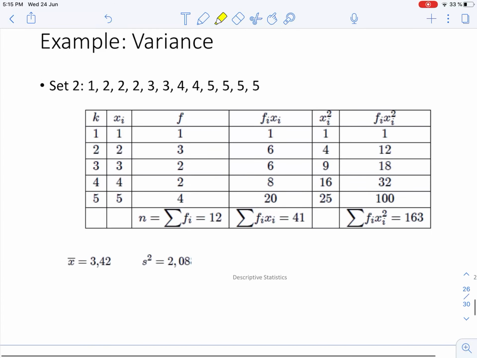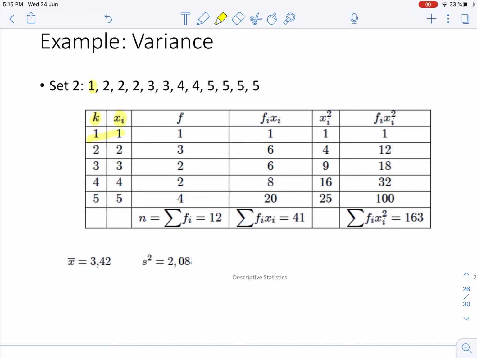So we arrange our observations of set 2 in a table. For this set, it's a little bit longer because we have more outcomes here: 1, 2, 3, 4, 5. That's why we have 5 classes, right? 5 classes, that's K. And x represents the value of the outcome: 1, 2, 3, 4, and 5. In this case, they match the numbers, but that's not always the case.